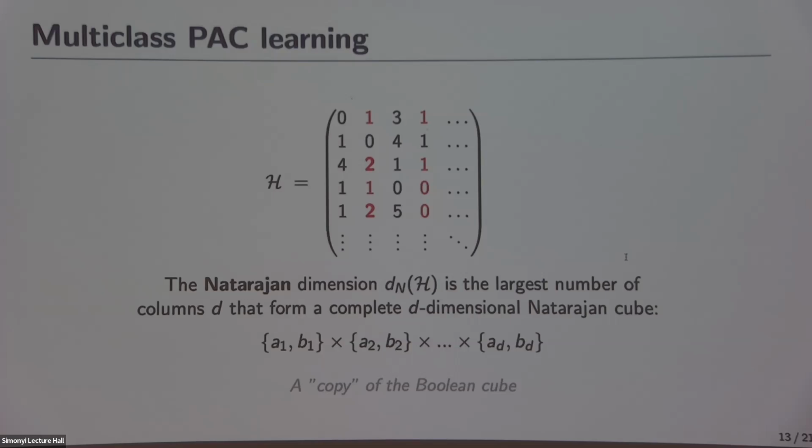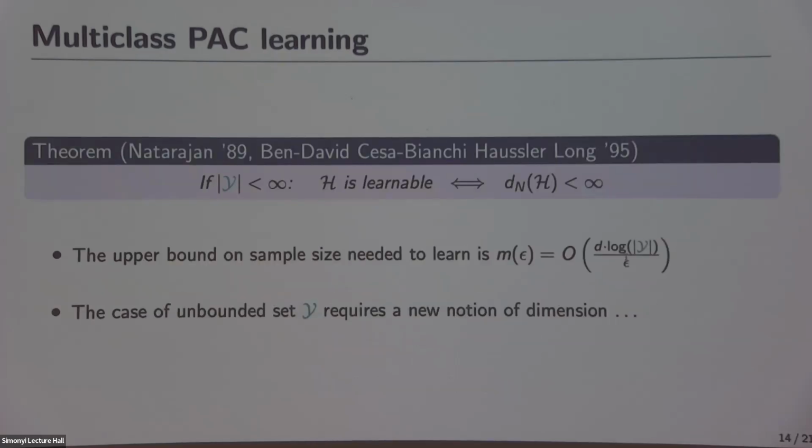Okay, so what can we say about this dimension? We get a result that is very similar to the one we had in the binary case, which says that H is PAC learnable if and only if its Natarajan dimension is bounded. But the caveat here is that this result holds only if the number of labels is bounded. We cannot generalize this result to the unbounded case. And not only that, even in the bounded case, the sample complexity, this m of epsilon that we had before, now has an extra factor of log of the number of labels. So there's a gap between the upper and lower bounds on the sample complexity here.